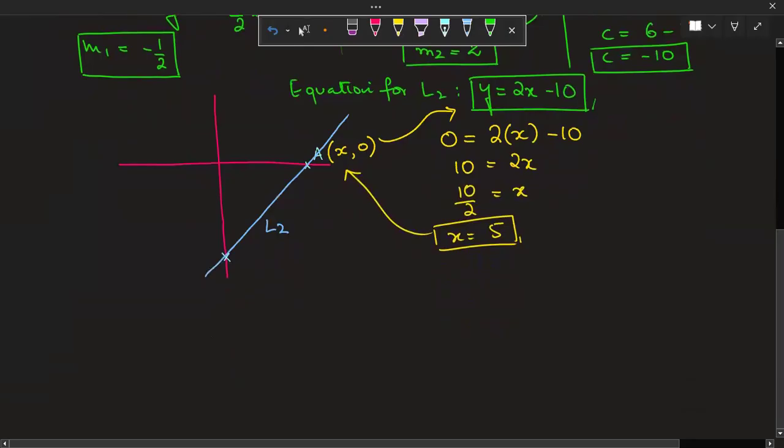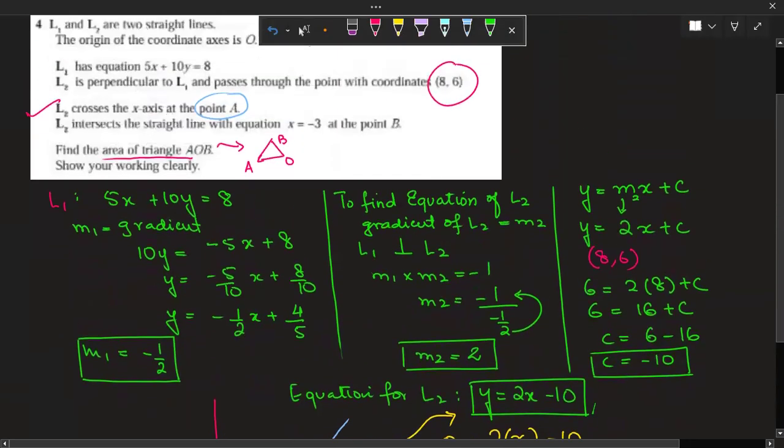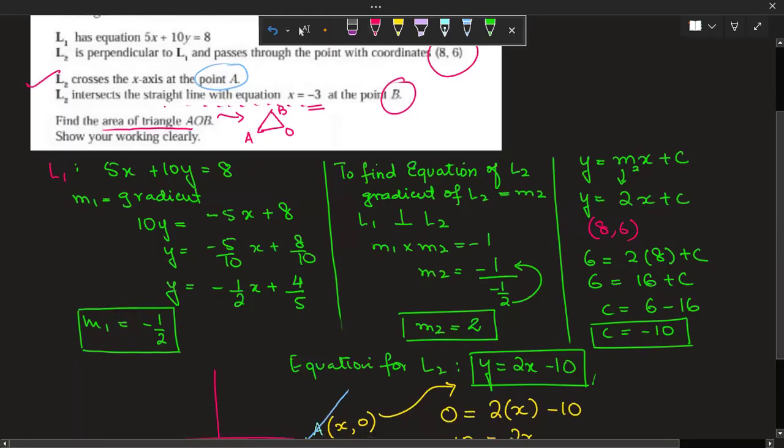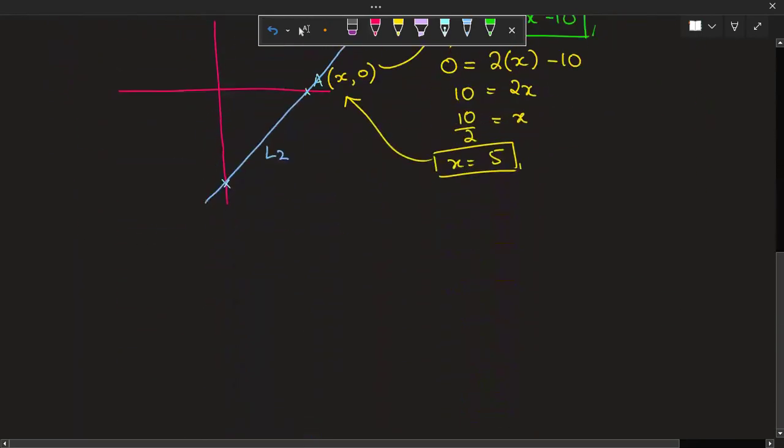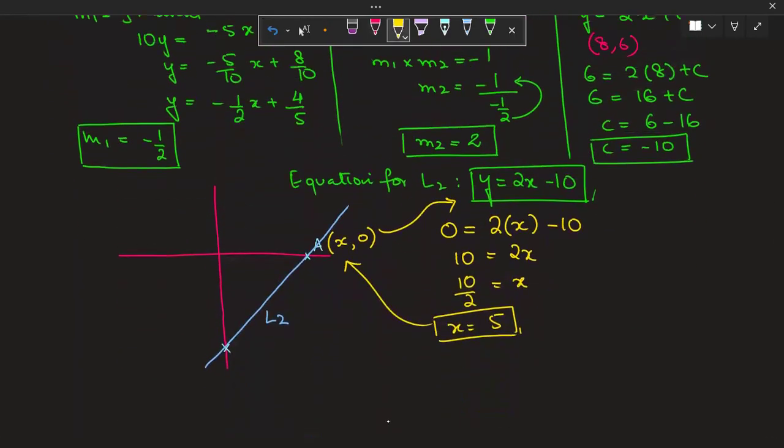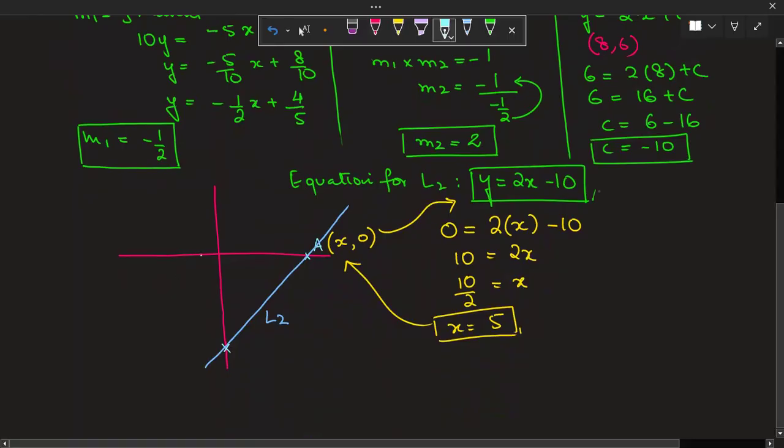Then after that, the next part of this question says that L2 intersect the straight line with the equation x equal to minus 3 at point B. Okay. So the equation of the straight line is x equal to minus 3. So first of all, I need to locate the point minus 1, minus 2, minus 3. So minus 3 is here. So that is parallel to the y-axis. X equal to minus 3 means that line is parallel to the y-axis, okay?